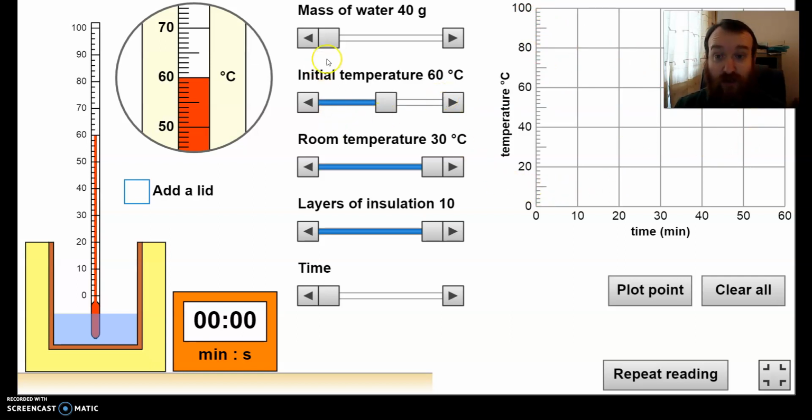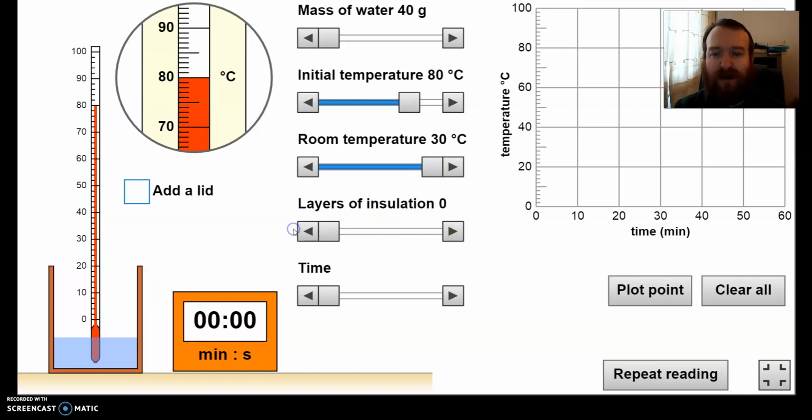If I'm playing around with it, I'd set the mass level quite low. Think about why that helps you generate a nice graph here. Think about why we're setting that quite low. Then I'll set my initial temperature maybe at 80 degrees. My room temperature is 30 because my lab's always really hot, especially in the summer. I can start with no layers of insulation, and I can plot a point. And it plots that point, 80 degrees.